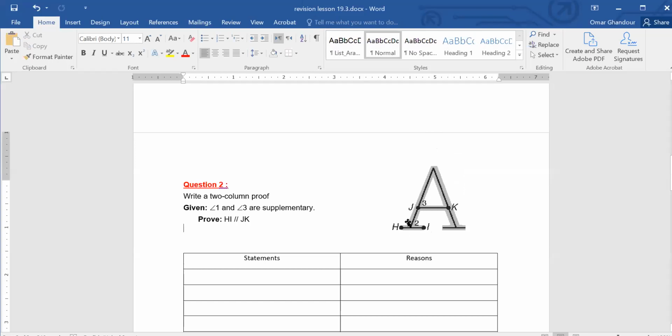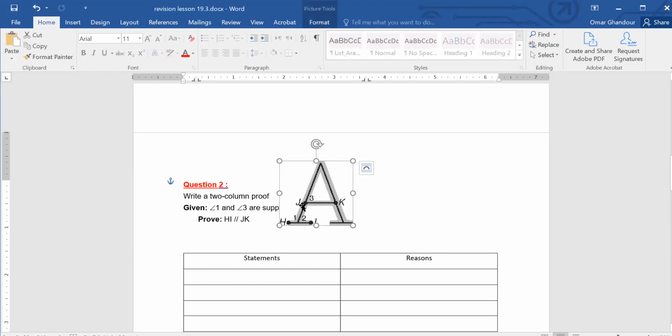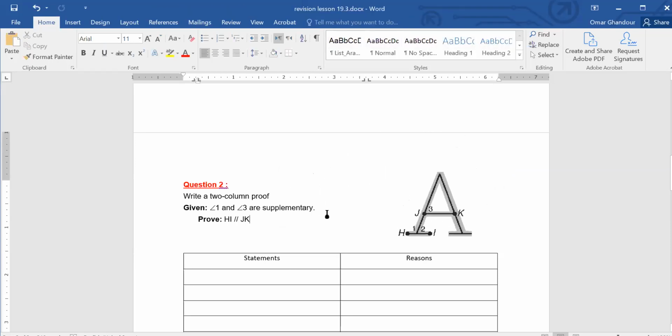How can I prove it? 1 and 2 together, girls, they form a what? They are a linear pair, which means that they are supplementary, which means that 1 plus 2 is 180. And he told me that 1 and 3 are supplementary, which means 1 plus 3 is 180. So here you have two equations. 1 plus 2 is 180, and 1 plus 3 is 180. By substitution and removing 1, we can say that actually 2 will be equal to 3, right?